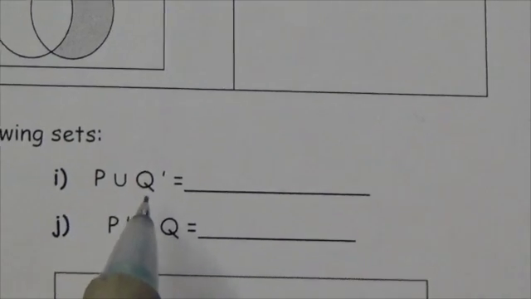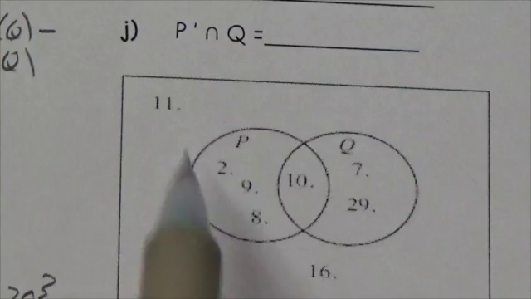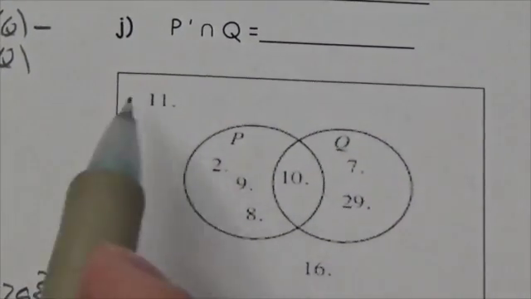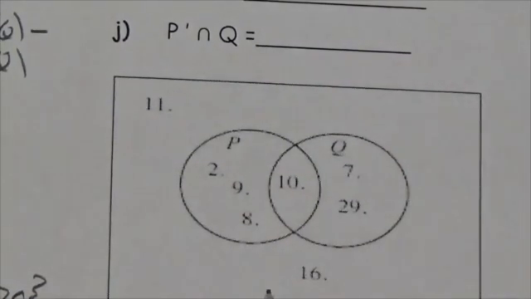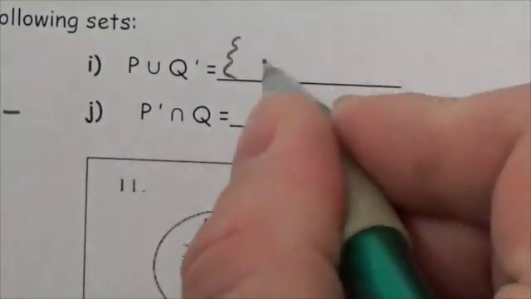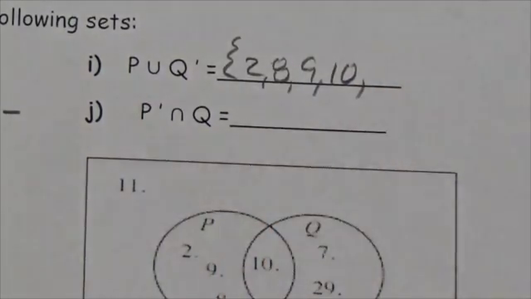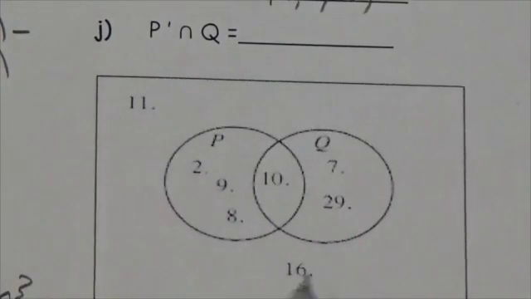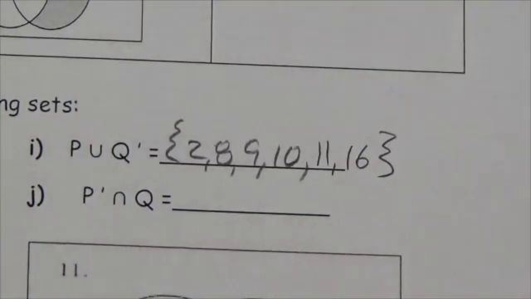P union not Q. Okay, so P together with not Q. Now, not Q is everything outside of this. So essentially what that's going to include here is it's going to include P. So that'll be 2, 8, 9, 10. That's P. And then not Q is going to have 2, 9, 8, but it's also going to have 11 and 16. So I would include with this the 11 and 16. I don't have to double up on those things.